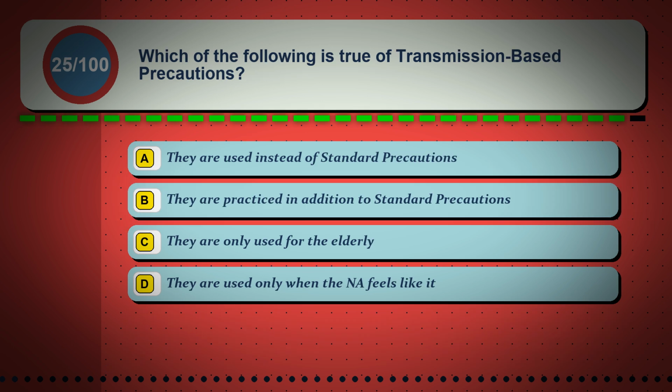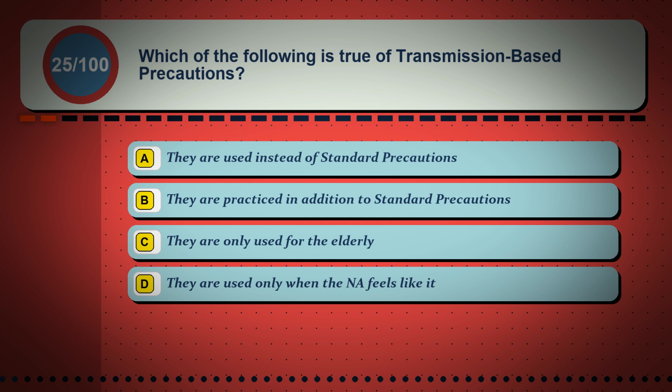Question 25. Which of the following is true of transmission-based precautions? Option A. They are used instead of standard precautions. Option B. They are practiced in addition to standard precautions. Option C. They are only used for the elderly. Option D. They are used only when the NA feels like it.